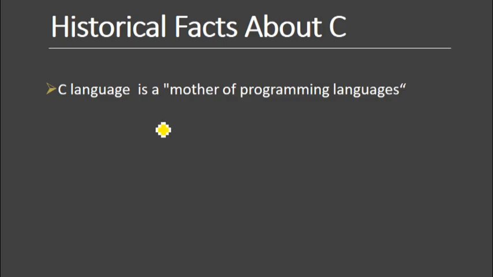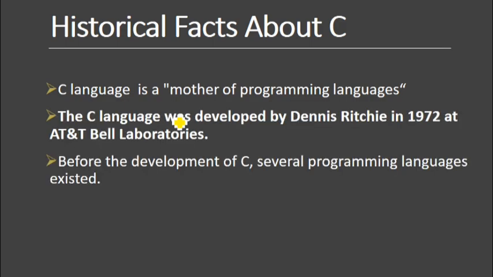First, the C language is the mother of all programming languages, because all the data types, condition statements, control statements, arrays, structures, unions, and strings are derived from the C language. That's why C is called the mother of all programming languages. The C language was developed by Dennis Ritchie in 1972 at AT&T Bell Laboratories.